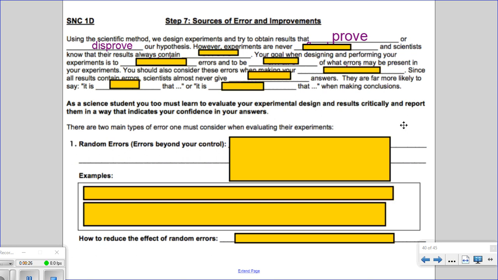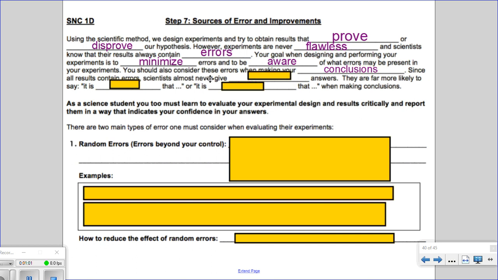However, experiments are never flawless. Despite thinking you might have an amazing, awesome experiment, it's always going to have flaws. Scientists know that their results always contain errors. You just have to accept that it will. Your goal when designing and performing your experiment is to minimize your errors and to be aware of what errors may be present in your experiment. You should also consider these errors when making your conclusions.